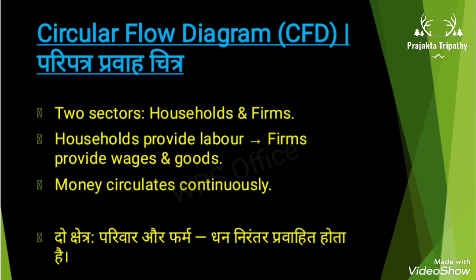Model 1. The circular flow diagram. हम दो important models देखेंगे. पहला है circular flow diagram CFD. This model simplifies the economy into two main groups. Households, आप और मैं. They buy and consume goods and services, and they own and sell factors of production like land, labor, etc. Firms, companies. They produce and sell goods and services, and they use factors of production inputs.